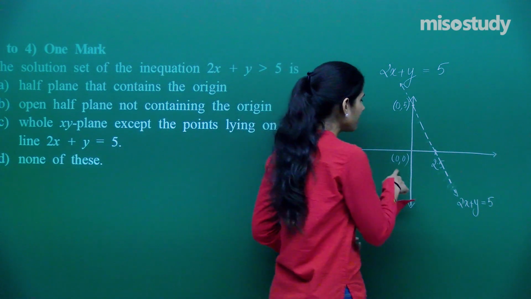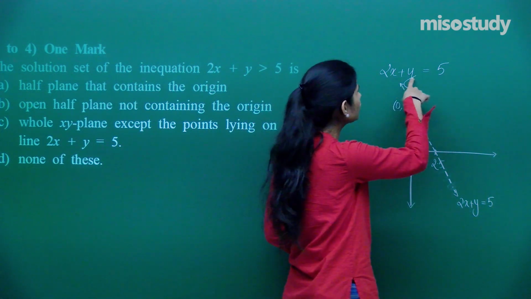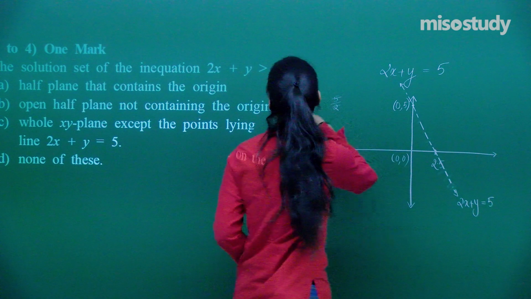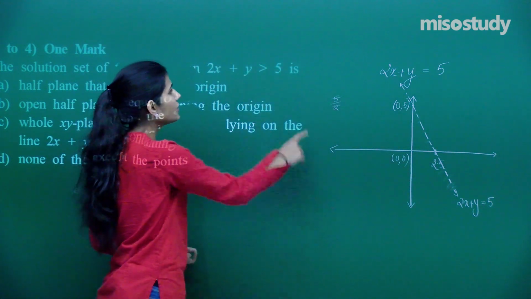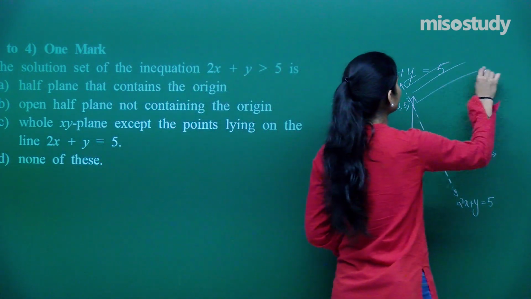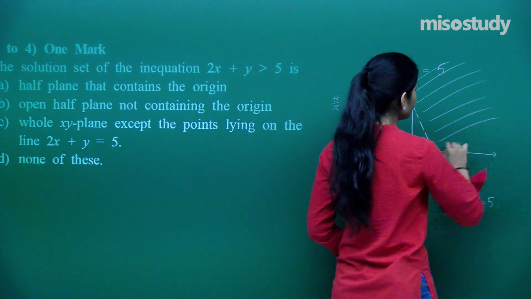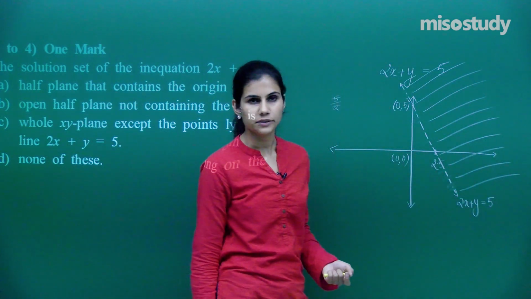So pick any point which is not lying on this line, the origin. Put x equals 0, y equals 0: 2 into 0 is 0, plus 0, so 0 plus 0 is greater than 5. This is false, and therefore the region not containing the origin is going to be the region represented by 2x plus y greater than 5.